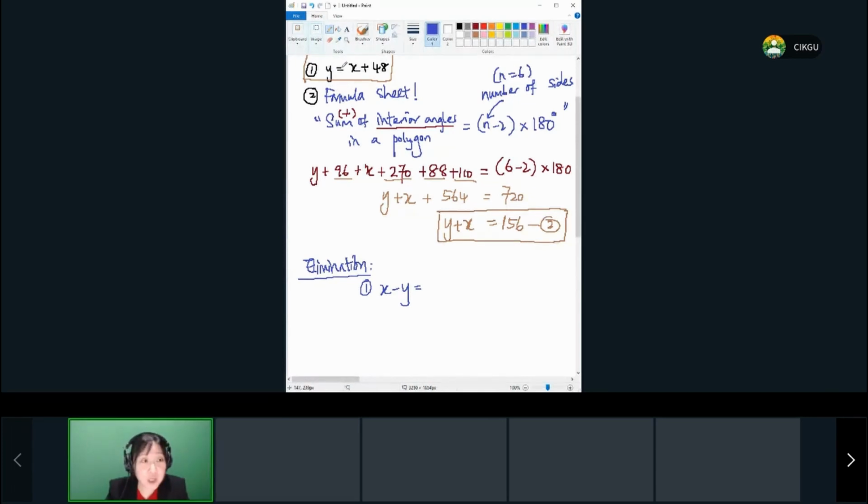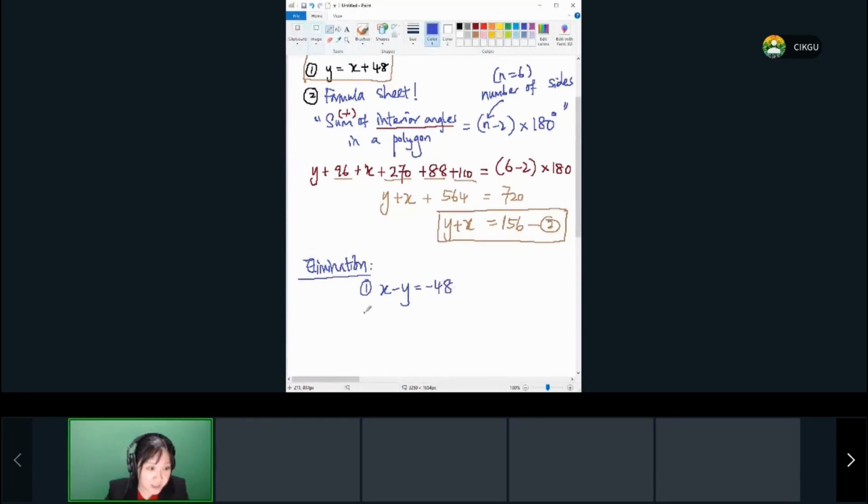Oh, great question, Julian. Julian asked a great question: do we need to write which method we use in your SPM paper? The answer is no need. So the 48 moves to the other side and becomes negative 48.